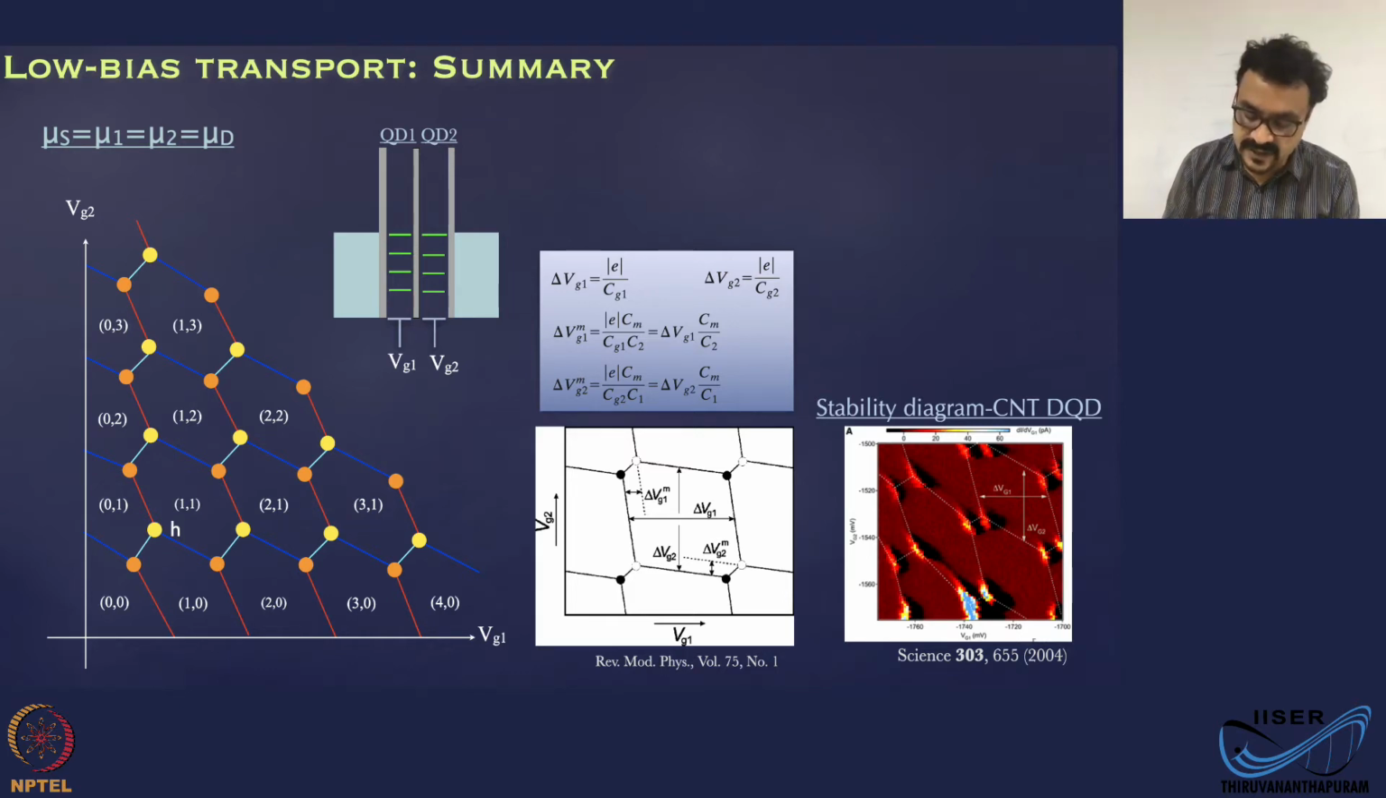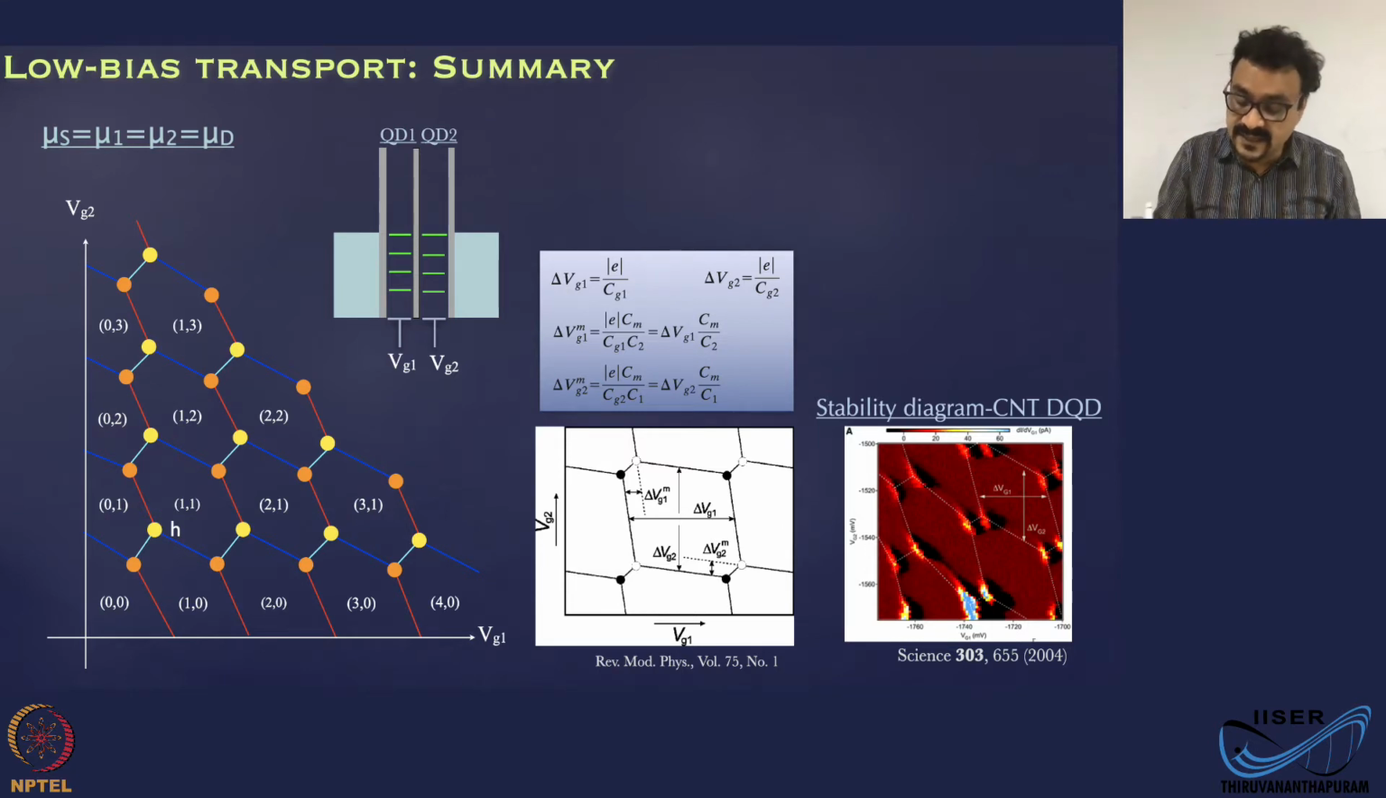Okay, and when you go towards the positive x direction, that is when you increase VG1, you are pulling the levels of dot 1, and dot 1 will get more and more electrons pulled in. We can see (1, 0), (2, 0), (3, 0), (4, 0), and so on. And if you go vertically, you have VG2 increasing. That means you are pulling the levels of quantum dot 2, and that dot is going to get filled with electrons in a sequential manner. That is (0, 0), (0, 1), (0, 2), (0, 3), and so on.